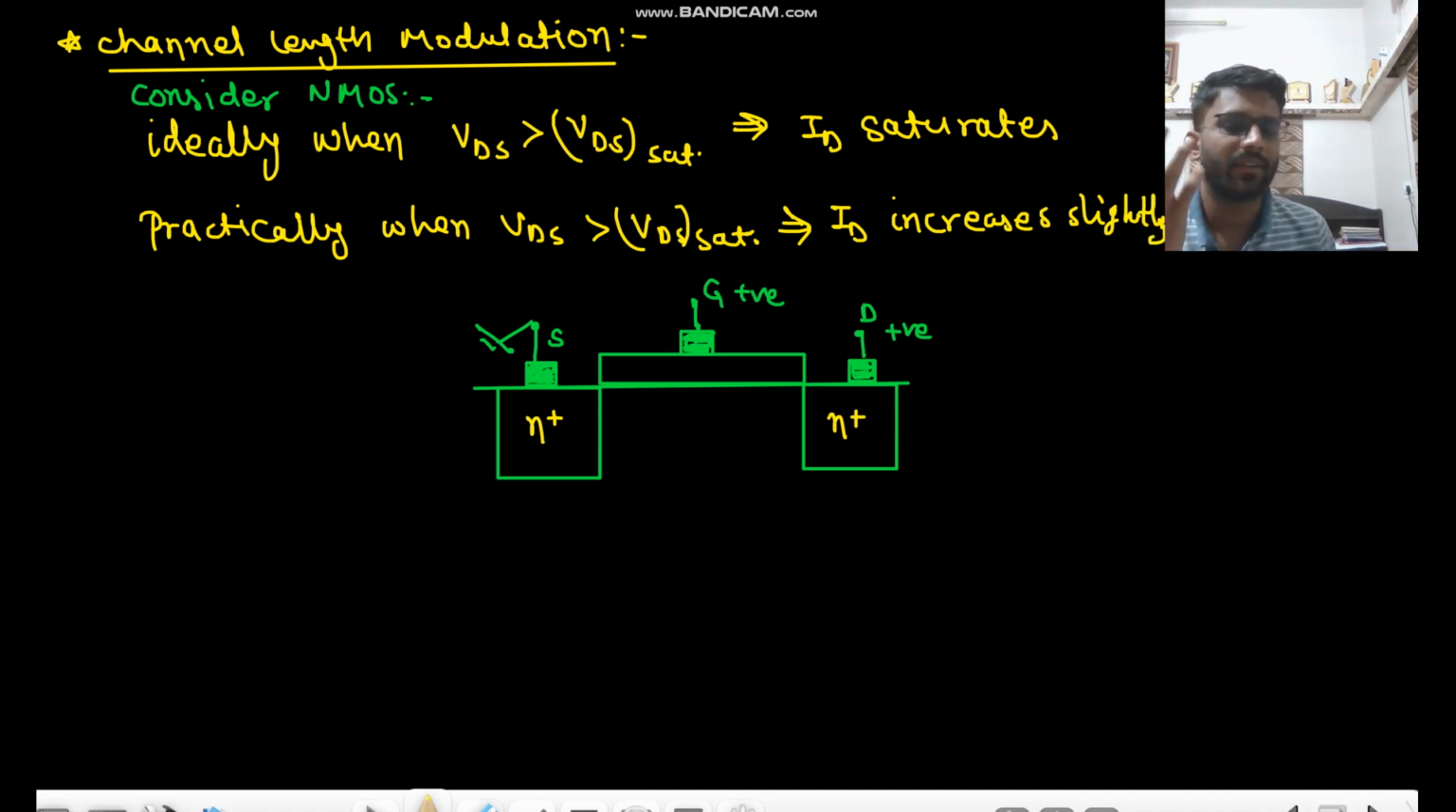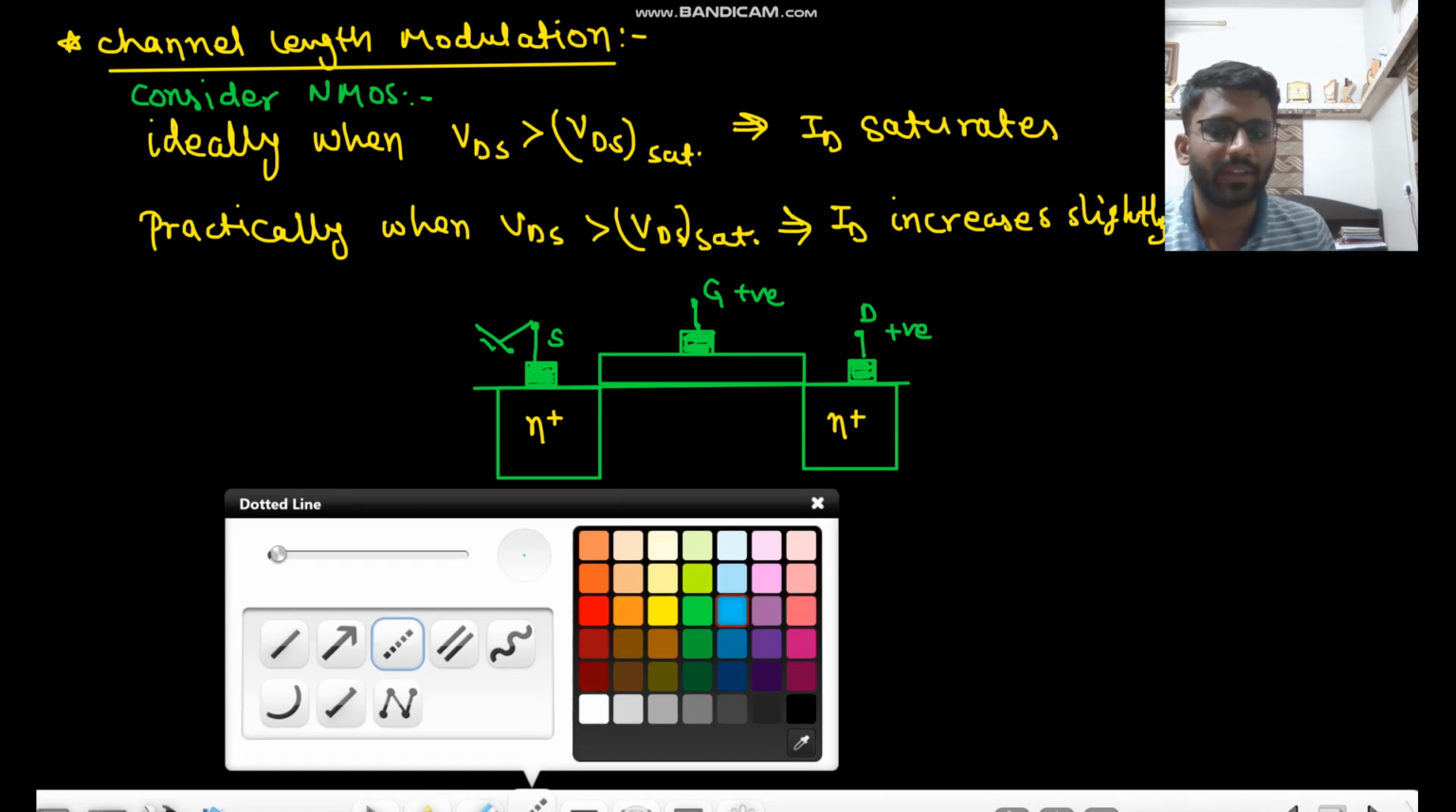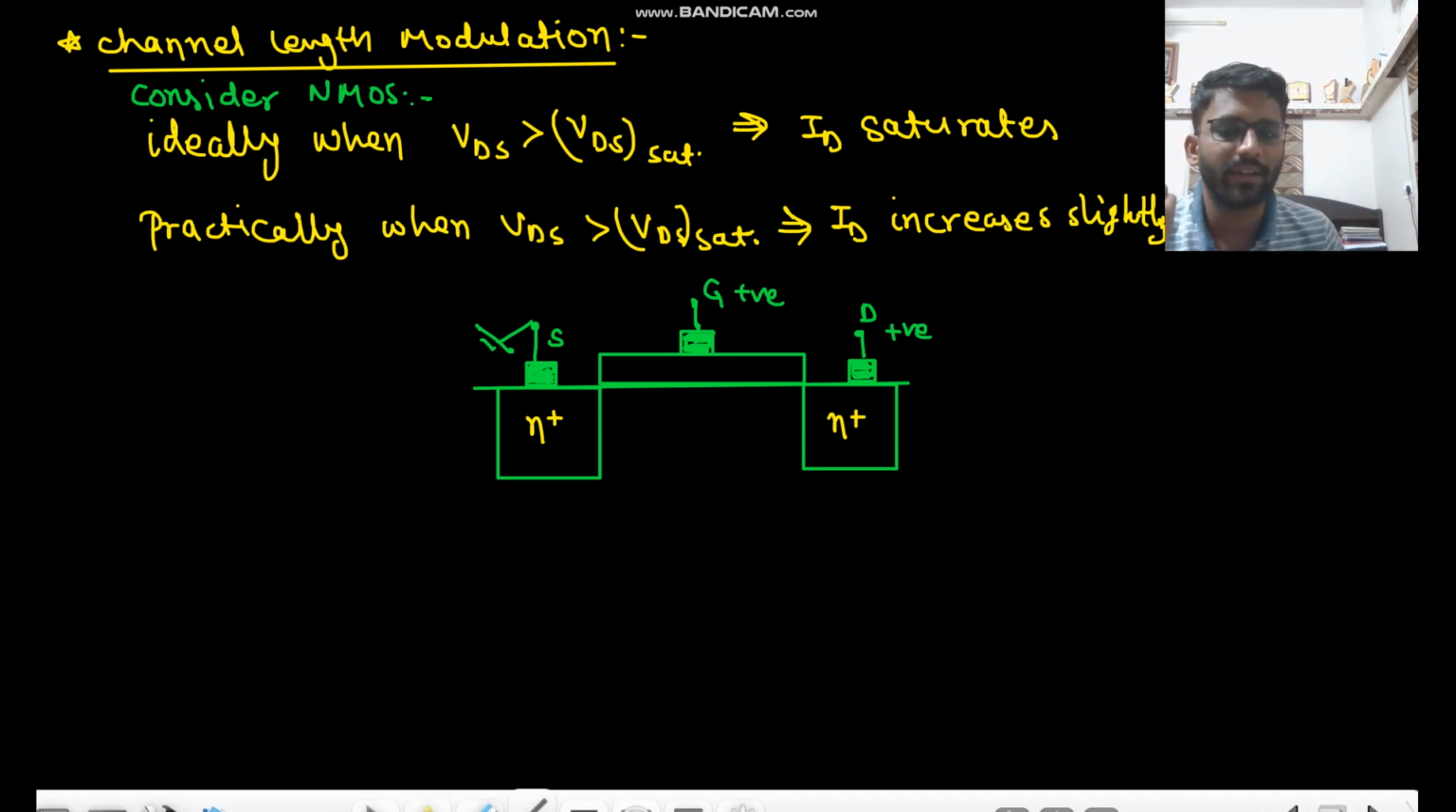Now why does that happen? You can estimate it as well. I have already told it as well. When VDS is greater than VDS sat, your channel will look something like this, and these are your charge carriers. And here we have the depletion region. This is plus, this is minus, this is plus, this is minus, this is plus, and this is minus.